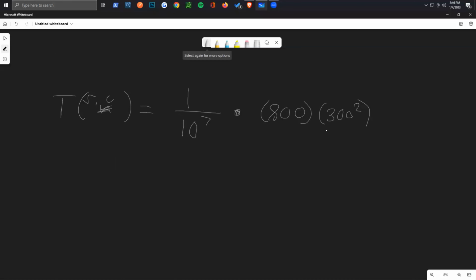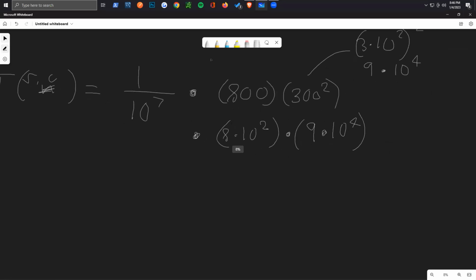And now again, we can just change the numbers up. So we can think of this 800 as 8 times 10 squared. And we can think of this 300 squared, let's break it down, as 3 times 10 squared, and we can square this. So that's going to give us 3 squared, which is 9. And then we square this power, we'll just multiply the powers. So now we have 9 times 10 to the 4. Okay, so now at this point, this is what we're working with right now.